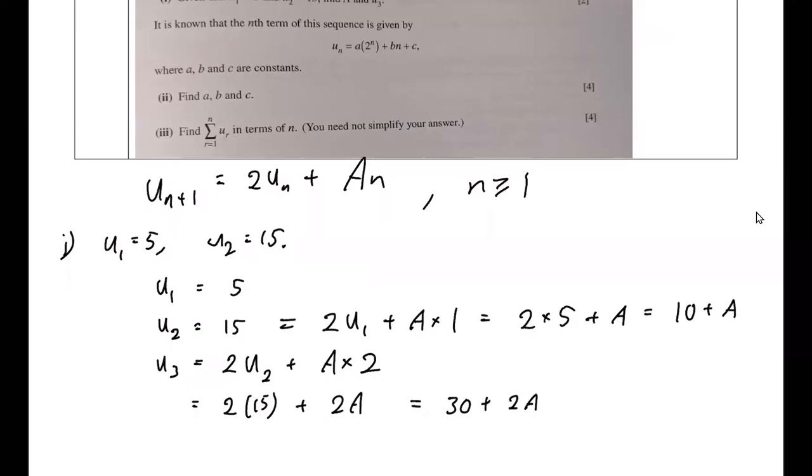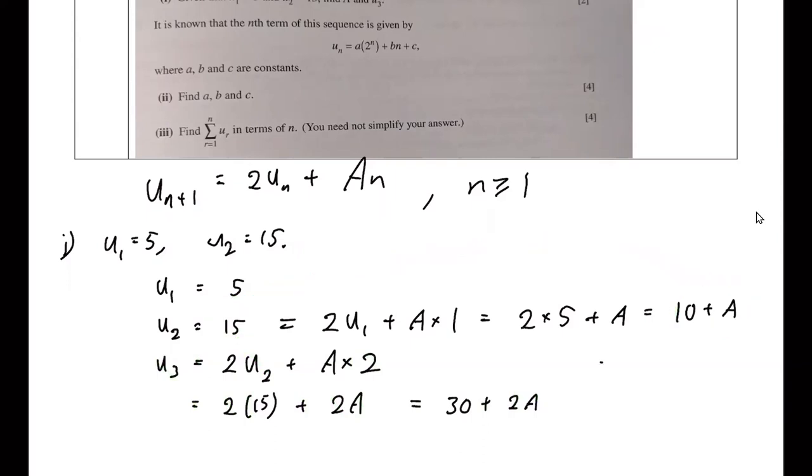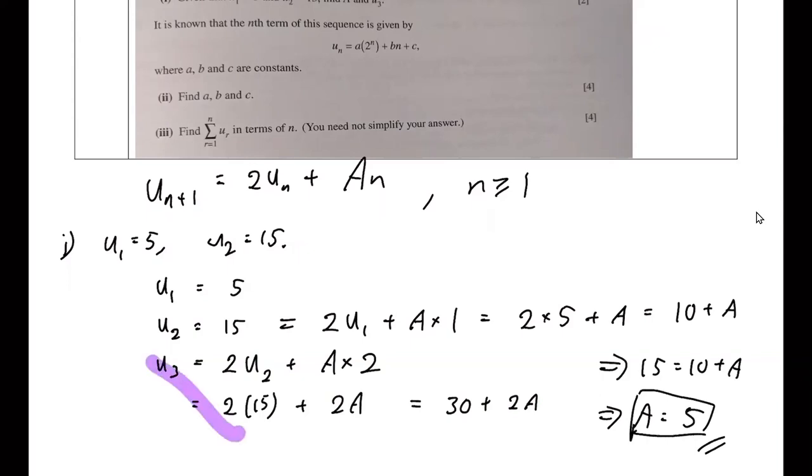Okay, then actually we don't need u3. We just need to use 15 equals 10 plus a, which means that a equals 5, 15 minus 10. This u3 is not relevant for now. Okay, that is part 1 done. Let's move on to part 2.